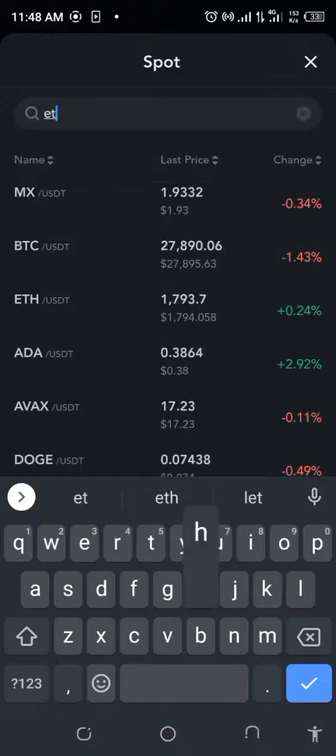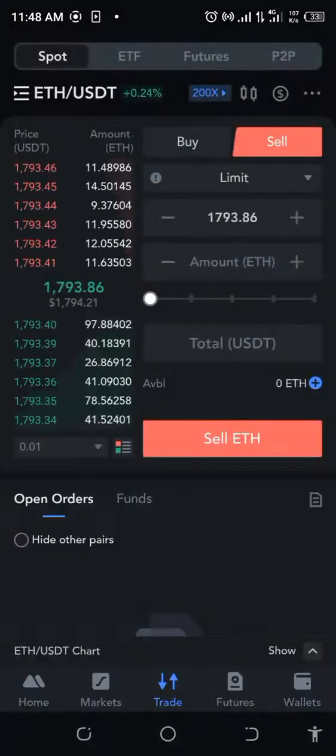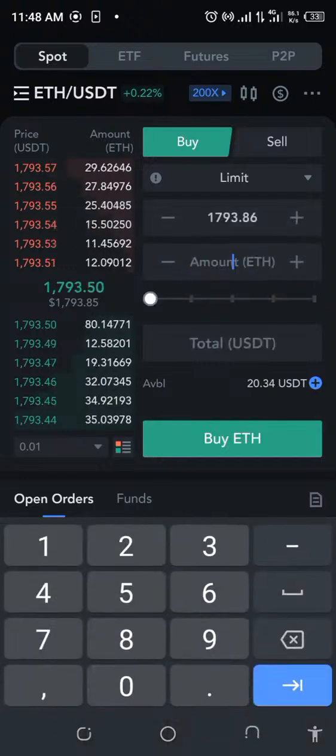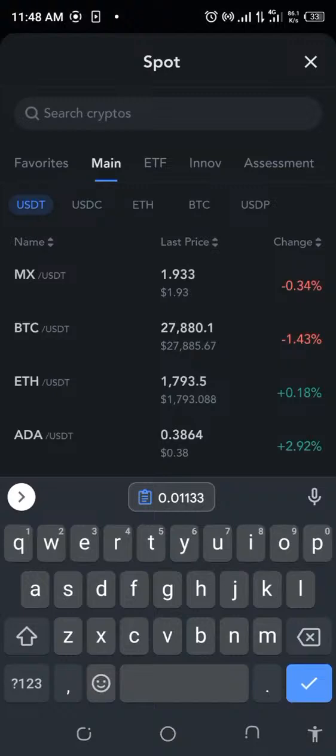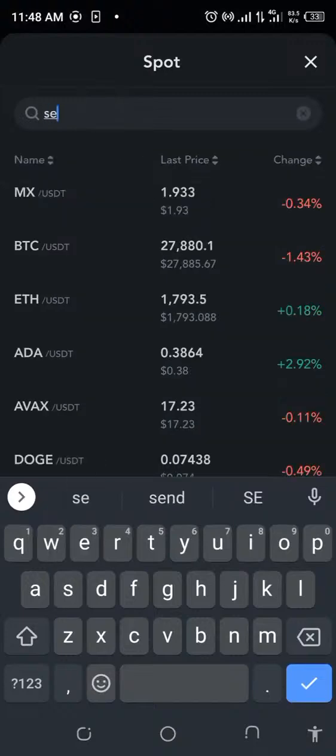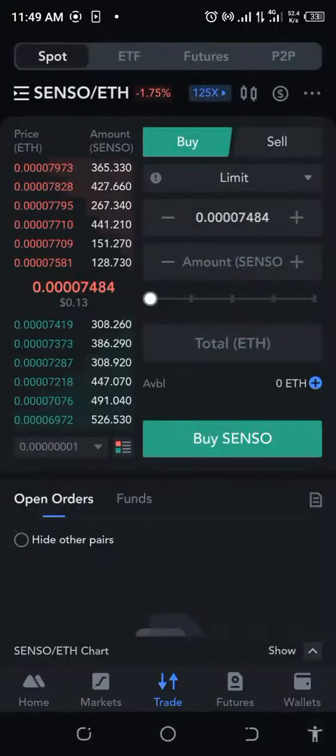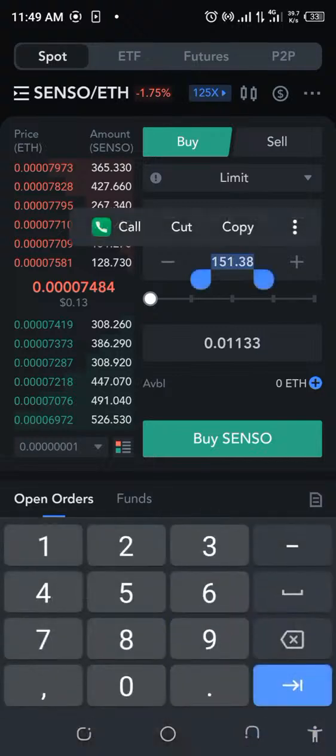So we need to buy ETH first, all right? And then we're going to have to buy that first. It's not picking up everything, but let's go with that. Cut, then let's go to Senso ETH. Okay. And then we paste in our ETH here. Wow, looks like this is gonna work. Okay, well, let's go ahead and finish it up.